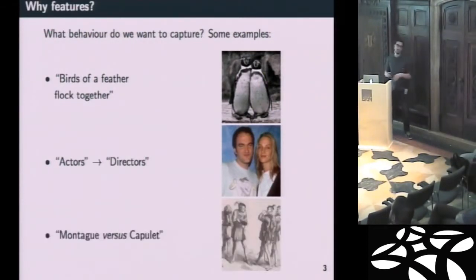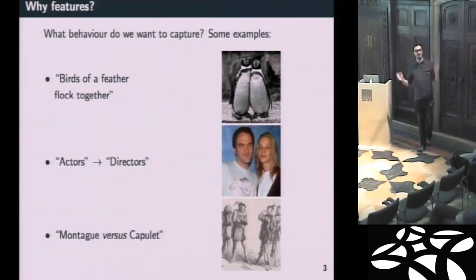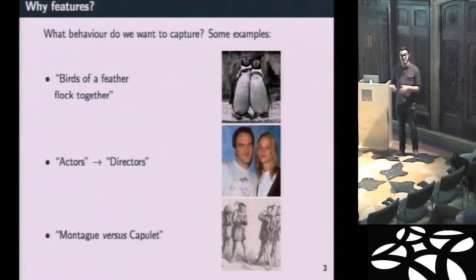Another example is Montague and Capulet, the rival families from Romeo and Juliet. Remember them? Well, the point of the work of Shakespeare is that if your feature is being a Montague and the other node feature is being a Capulet, it's very, very hard to form a link between you two.